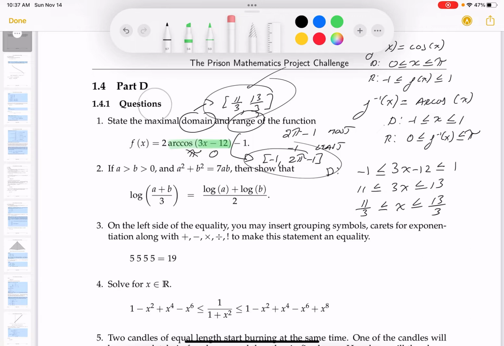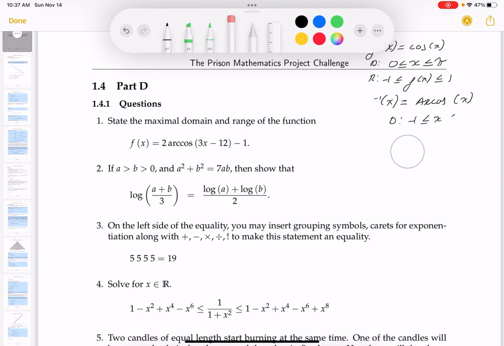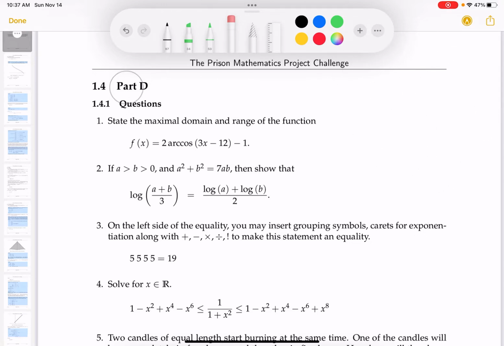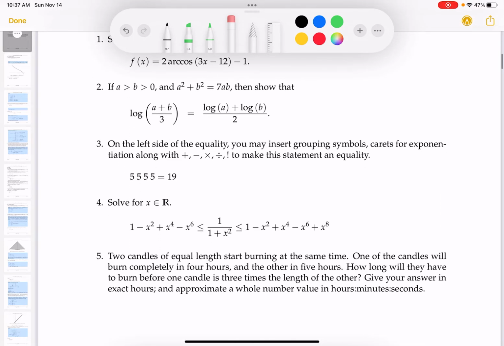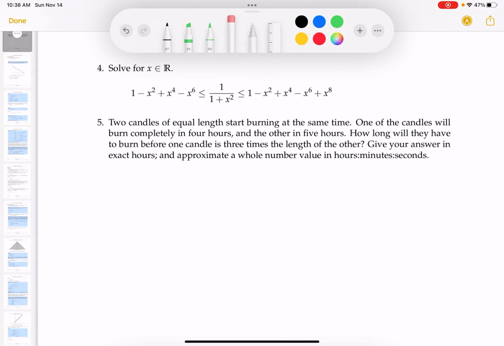All right, let me erase. Again, I want to point out these are videos. You can always pause the video and just copy down if you need to copy down. All right, 2 looks a little tough. 3, I dislike the problem, to be honest with you, because inserting symbols and getting this thing to work out might be a challenge for me. But I want to try number 4. I think 4 is low-hanging fruit.